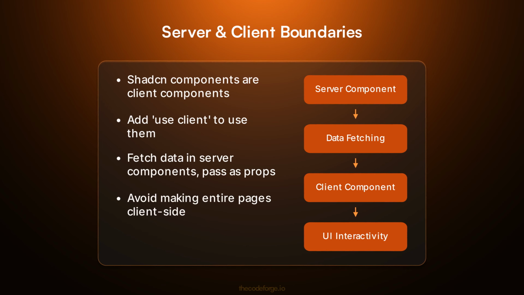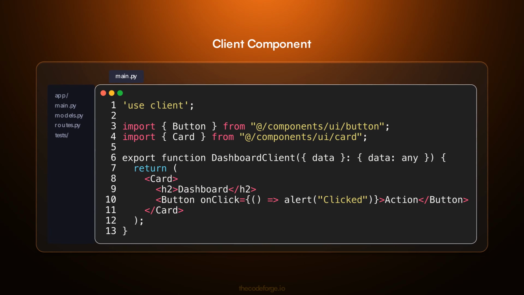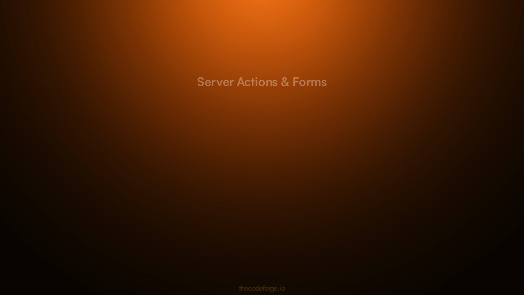Shadcn/UI components use state and effects, so they need the use client directive. Keep data fetching in server components and pass data as props to client components for optimal performance. This is a client component that uses Shadcn components. It receives data as props from a parent server component.